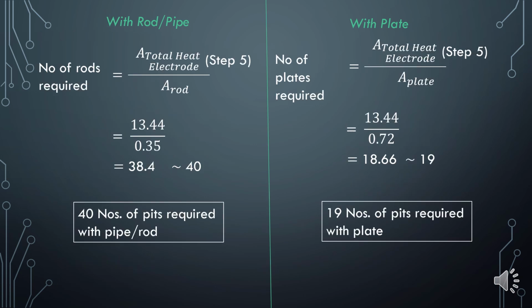Total number of rods or pits can now simply be calculated by dividing heat dissipation area of electrode, calculated in step 5, by area of one rod we have just calculated. Total number of pits required to dissipate the heat will be 40 numbers. Similarly, if we are using plates, total number of pits will be calculated by dividing heat dissipation area of electrode by area of one plate. With plate type earthing, total number of pits required will be 19.